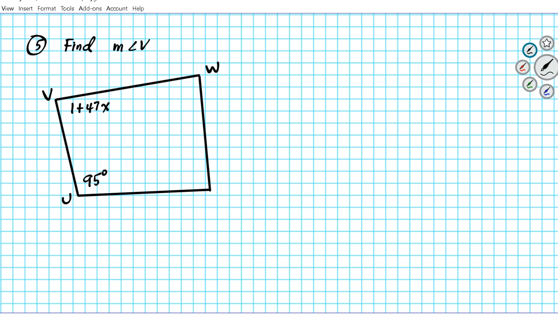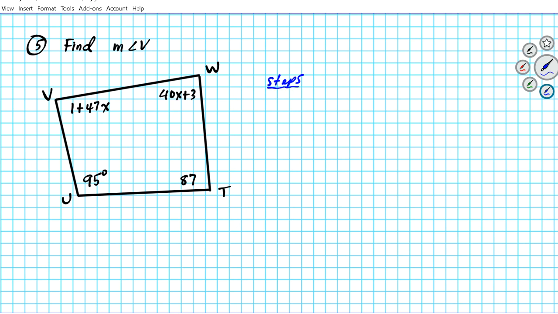UVW, W is 40x plus 3. And then T is 87. All right, so we want to find the measure of angle V. There are two parts to this problem, okay? So let's outline the steps so we don't get confused.